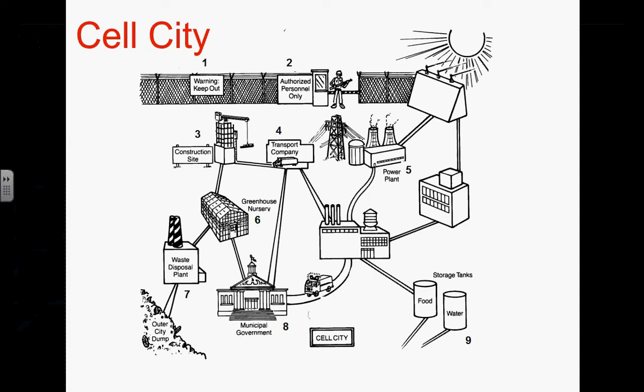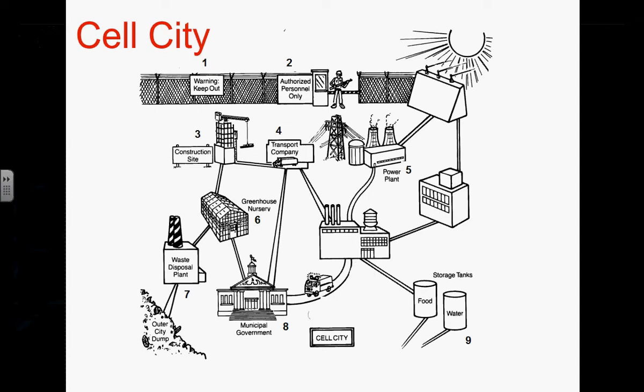So what we have here is this Cell City drawing. And in this drawing, each of the numbered items represents a cell organelle. So we're comparing how these cell organelles function within the cell to how different parts of the city would work. So we're going to try and identify what we're thinking of here. So let's start with number one. You're going to have to fill these in.